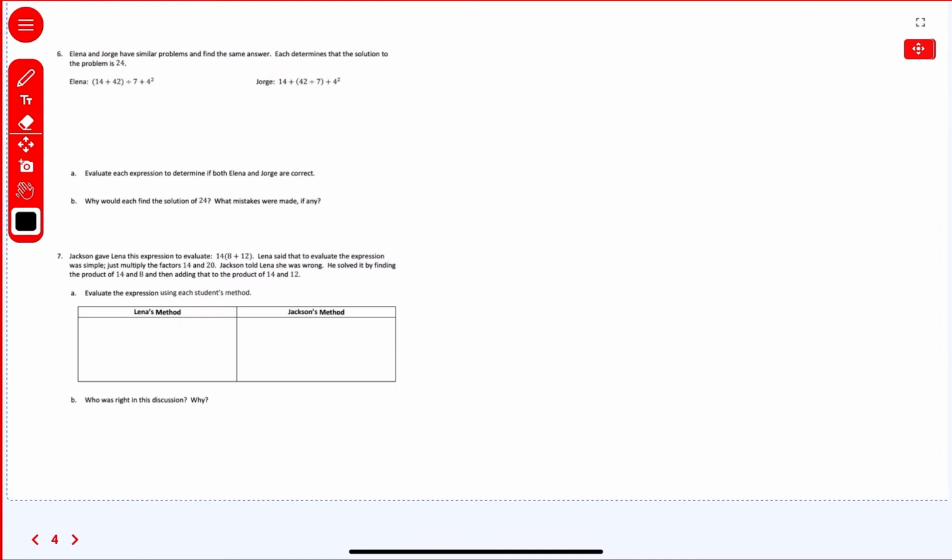All right, page 6. Number 6. Elena and Jorge have similar problems and find the same answer. Each determines that the solution to the problem is 24. There's Elena's problem and Jorge's problem. Evaluate each expression, determine if both Jorge and Elena are correct.